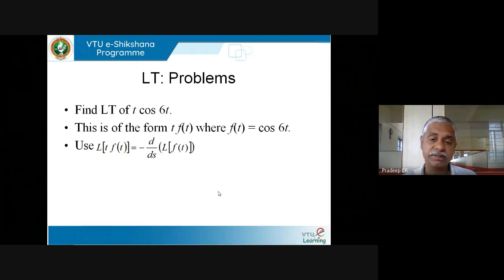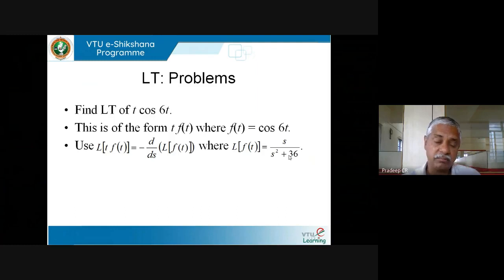Here f(t) is cos 6t. So capital F(s) is s by s squared plus 36. I hope I do these things correctly. If I make a mistake, you should correct this, because I don't remember whether it is 1 by s squared plus 36 or s by s squared plus 36. First thing, you have to refer to the table of Laplace transforms.